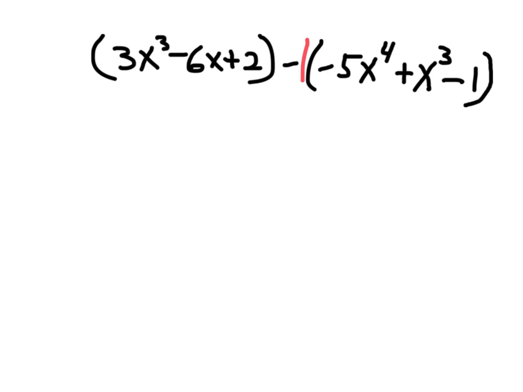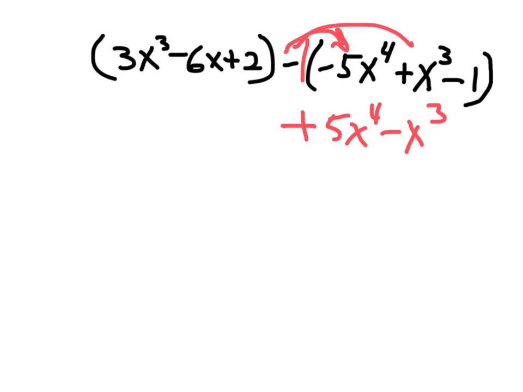In this problem, distributing the negative is going to give me a positive, because 2 negatives make a positive, so I'll have plus 5x to the fourth minus x to the third plus 1. Bringing down the others, 3x to the third minus 6x plus 2.